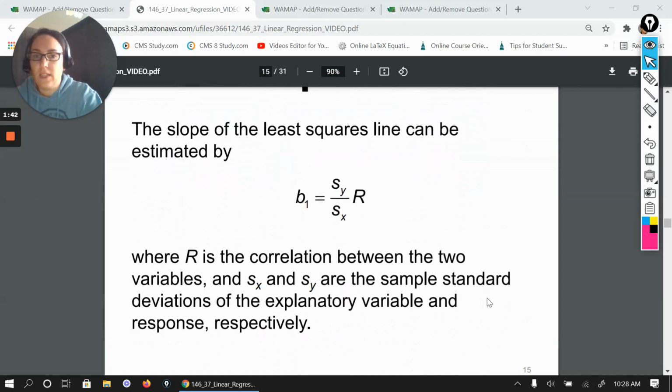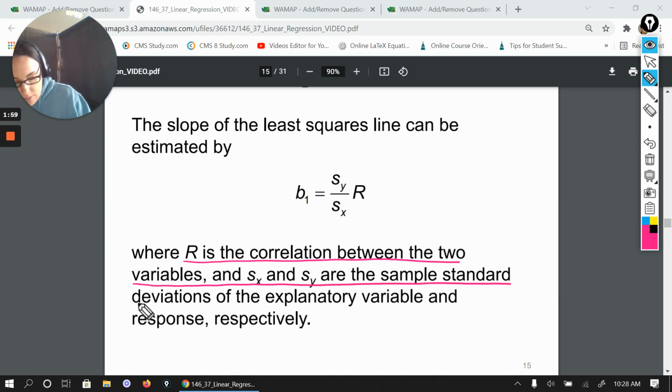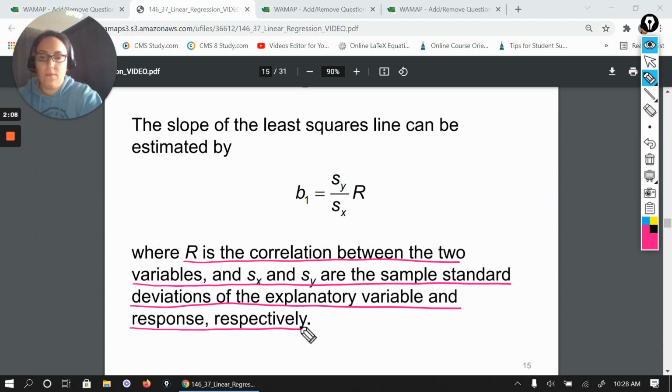The slope of the least squares line can be estimated by b1 equals sy divided by sx times r. This is where r is the correlation between the two variables, and sx and sy are the sample standard deviations of the explanatory variable and the response variable respectively. We will have more information in the next lesson about this variable r.